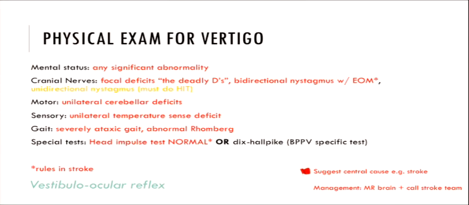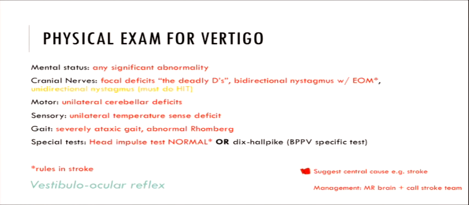It is reassuring when it stays the same direction, okay? But it is not reassuring, as in it's likely a stroke, if it's bidirectional. So that means they look to the left and they have a left phase nystagmus, and then if they look to the right, they have a right phase nystagmus. Okay, that's really worrisome for a stroke. Immediately, that person needs a brain MR, and you call the stroke team.